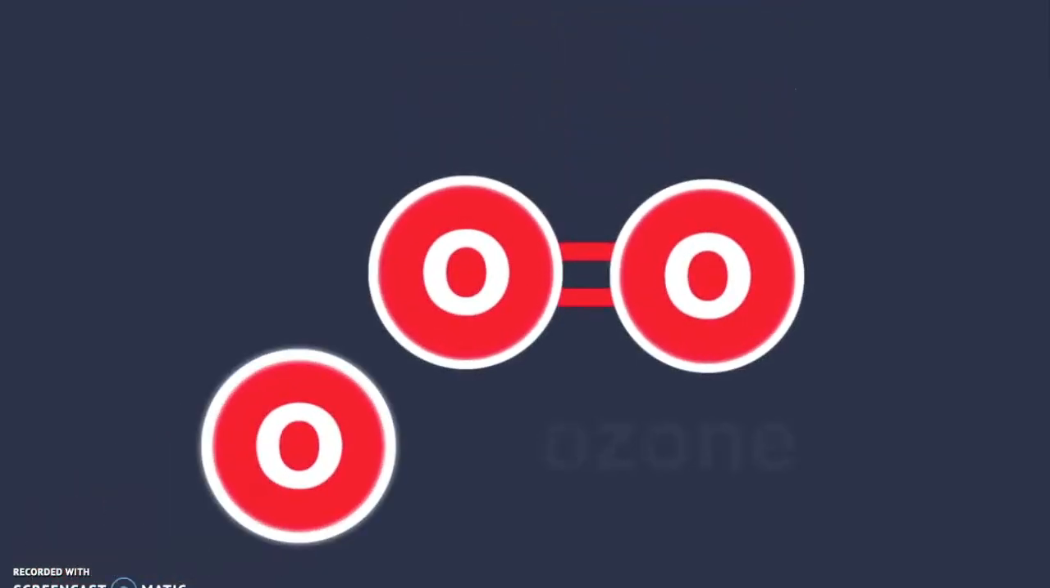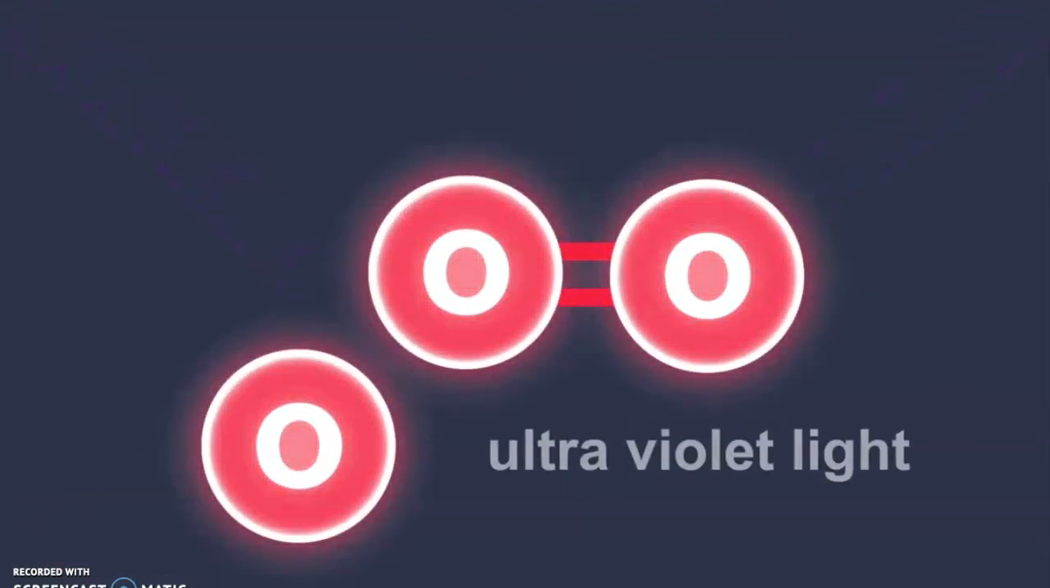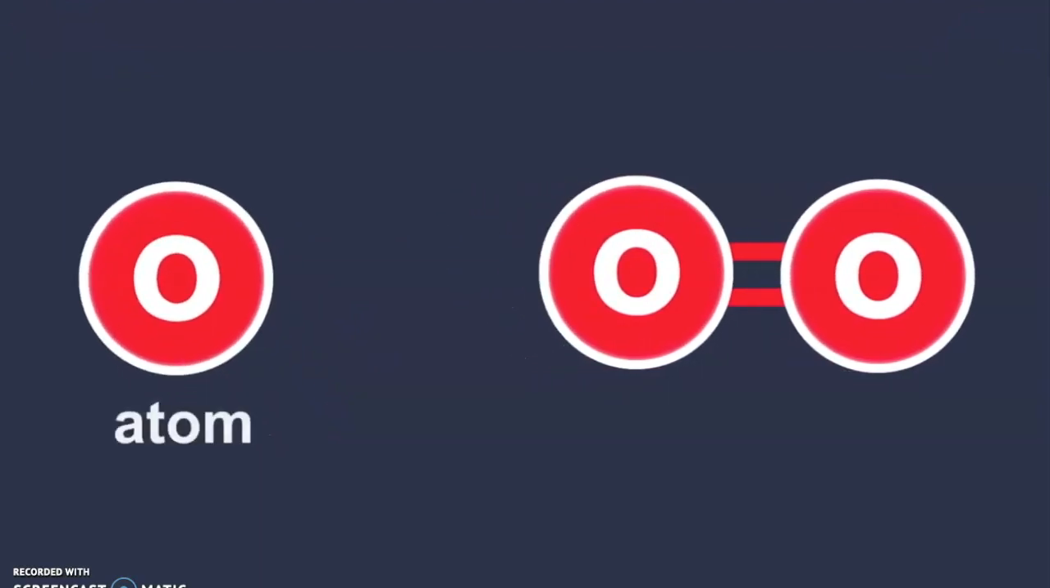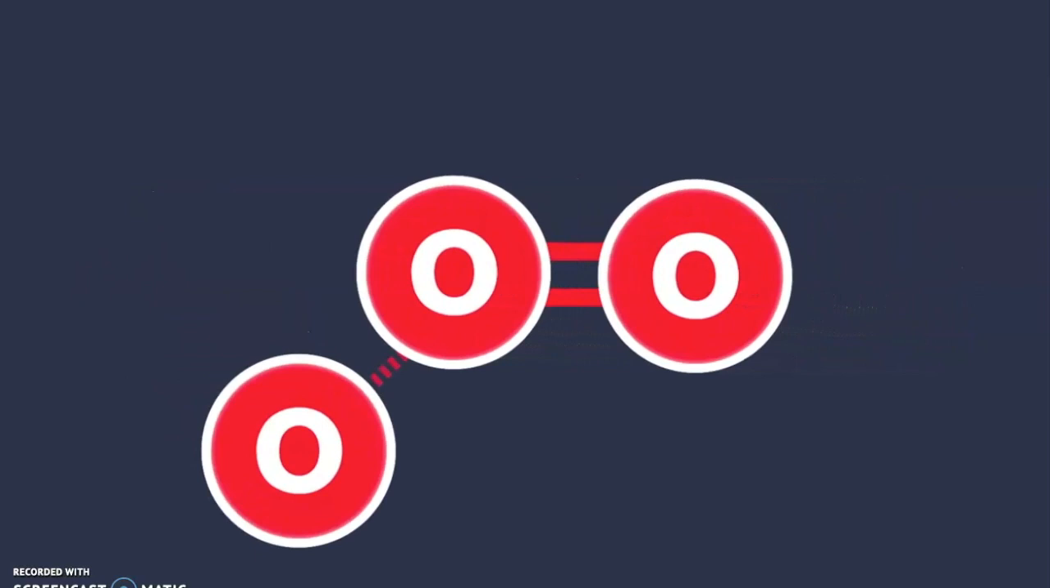The oxygen atom has now joined with an oxygen molecule to form ozone. Ozone is very effective at absorbing ultraviolet light, which causes the ozone to split back into an oxygen atom and an oxygen molecule again, keeping the upper atmosphere warm. Ozone reforms as before once the oxygen atom is moving slowly again.